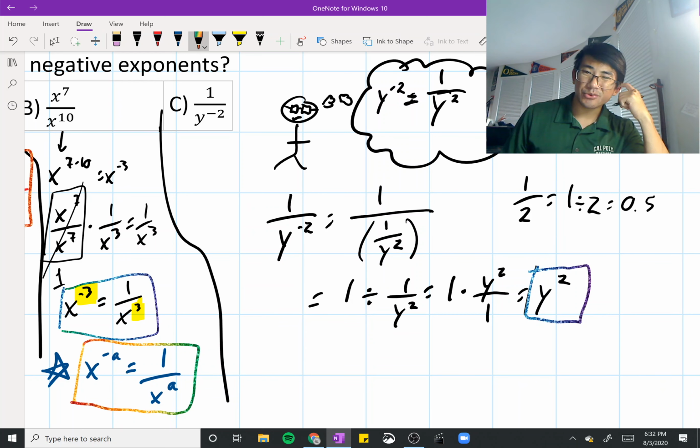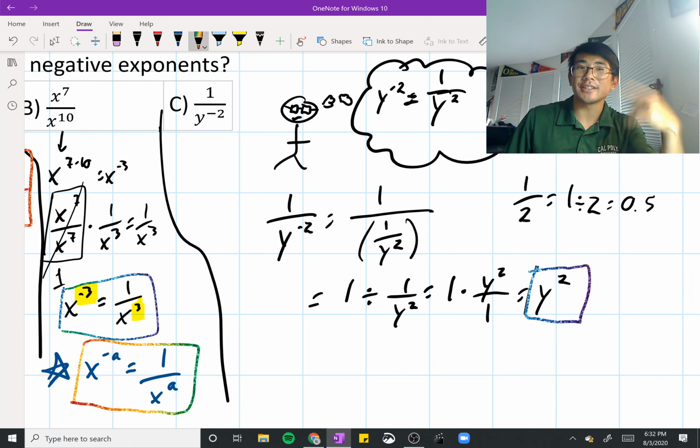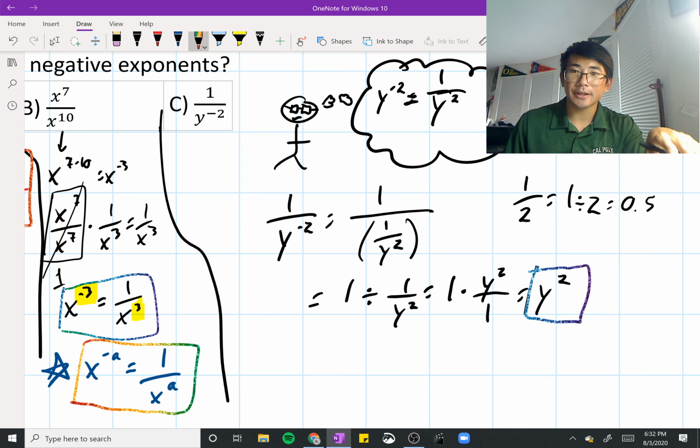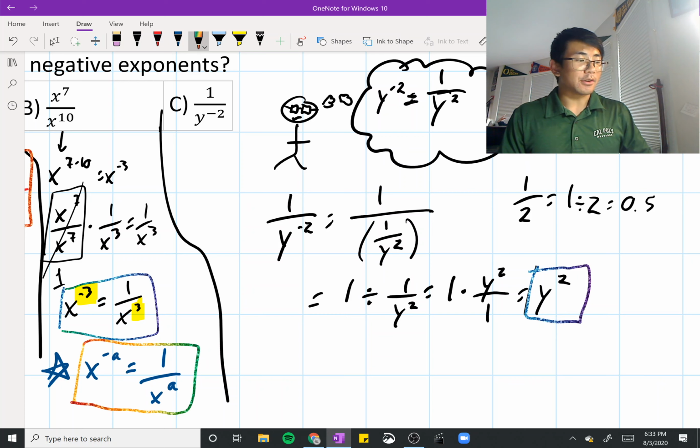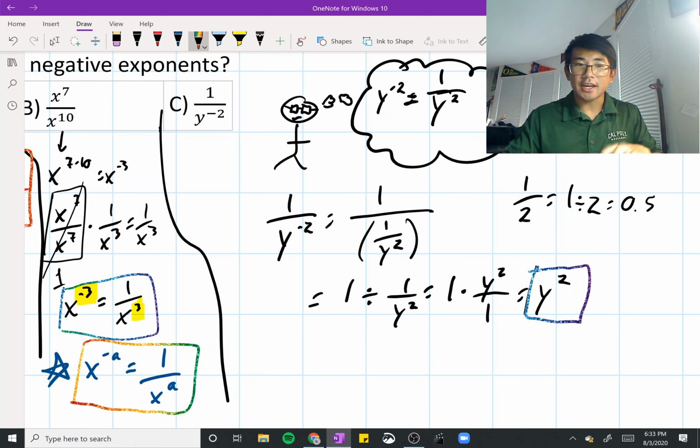Okay, and so the way some people think about this is that when you have a negative exponent, you just flip it to the other side, either from the numerator to denominator or denominator to numerator, and then change its sign from negative to positive. But this is an explanation as to why that works. Okay, hopefully this made some sense, and now you can tackle any type of exponential simplification problem.